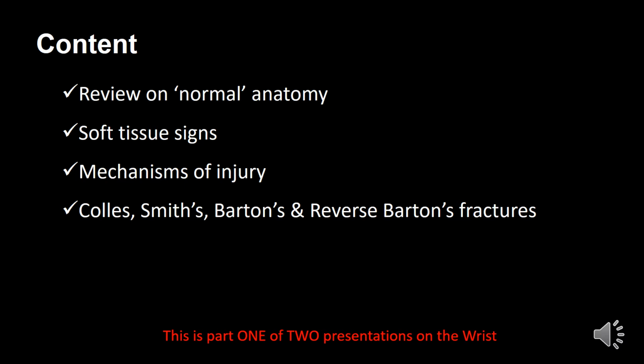So we'll start with a quick review of the normal anatomy, focusing on the lateral projection, and then we'll look at soft tissue signs, mechanisms of injury, and then look at the four common types of wrist fracture, the Colles, Smiths, Bartons and reverse Bartons.